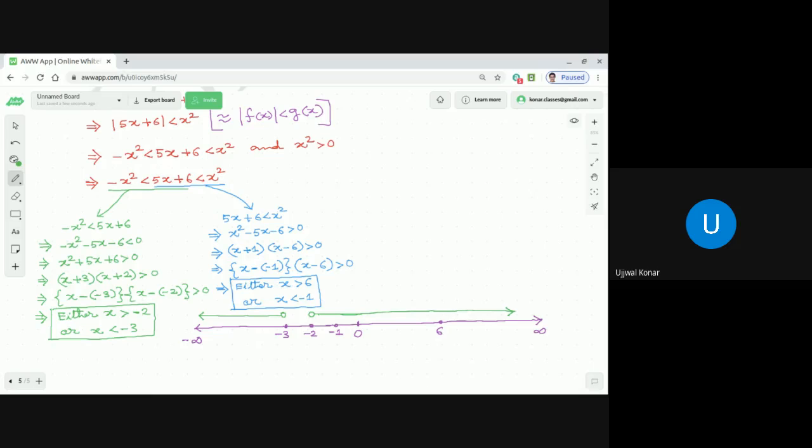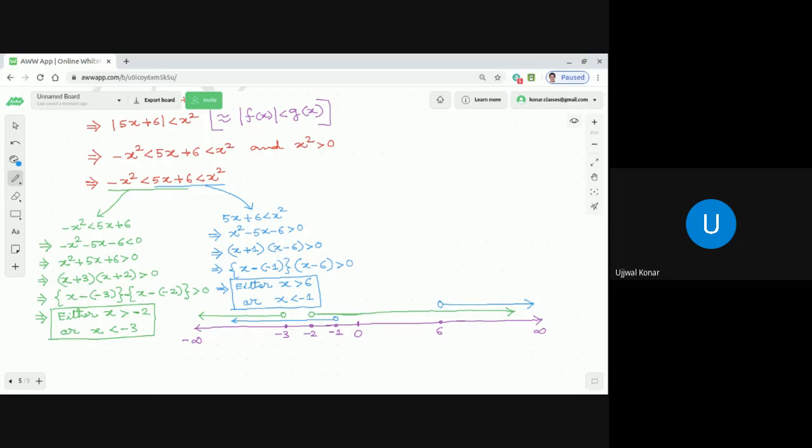Similarly, for the blue box, what is there? x is greater than 6. x greater than 6 means what? Like this. Or x is less than −1. Less than −1 means something like this, no, dear students? Correct? All of you agree with me?